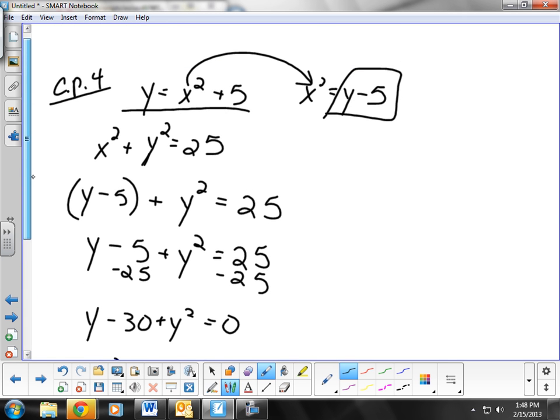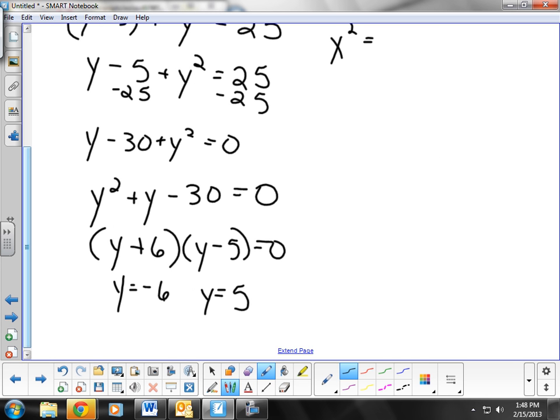Now I've got to go back and plug it in. I have this equation that says y is equal to, or I guess I don't want that. Let's use it in the form where it's already solved. x squared is equal to y minus 5, right? We already solved it for x squared. So x squared is equal to negative 6 minus 5.